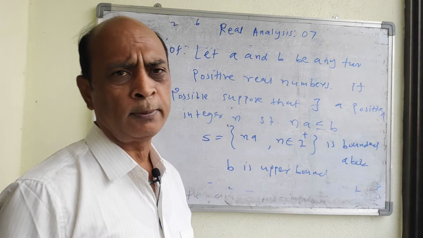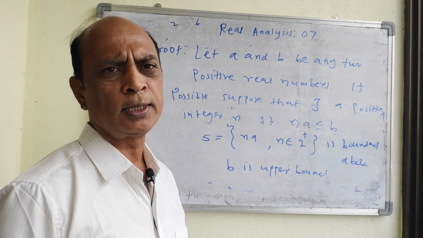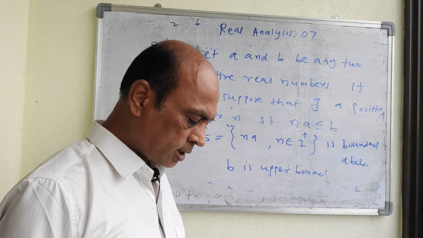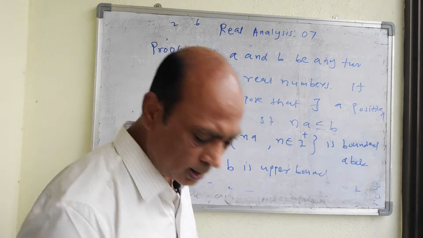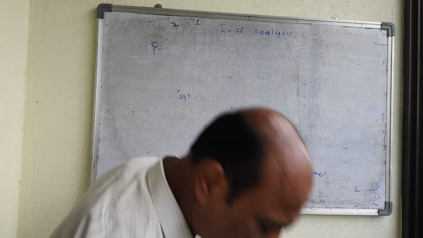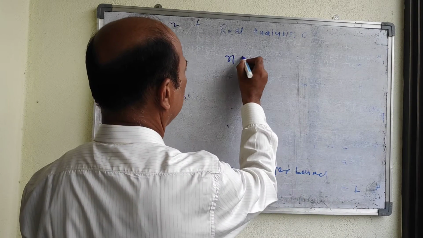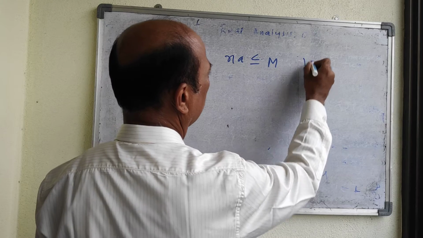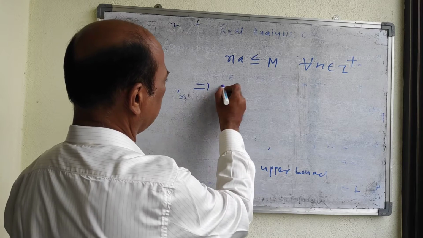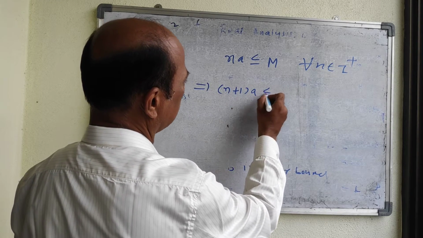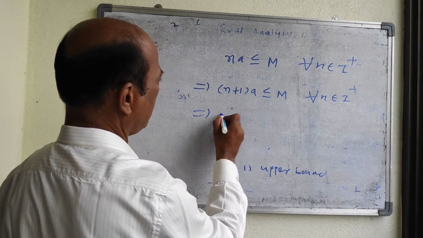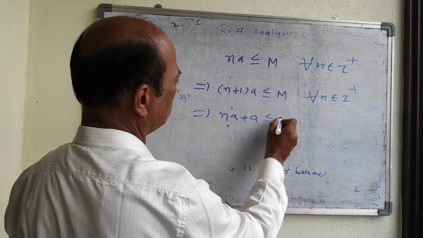Now we know that by the completeness property, a non-empty set of real numbers that is bounded above must have a supremum, say capital M. So here nA must be less than or equal to M for all n belongs to I plus, which implies that (n plus 1) into A is also less than or equal to M for all n belongs to I plus. So which implies that nA plus A is less than or equal to M.